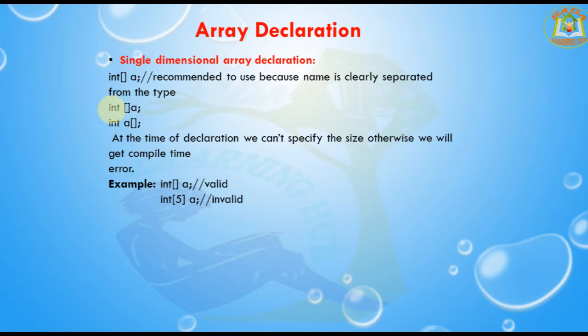This is one more type of declaration. At the time of declaration, we can't specify the size. Otherwise, we will get a compile time error. For example, see here, int[] a, it's valid. int[5] a, it is invalid. Why? Because at the time of declaration, we can't specify the size.